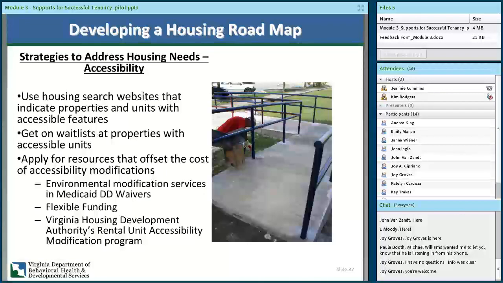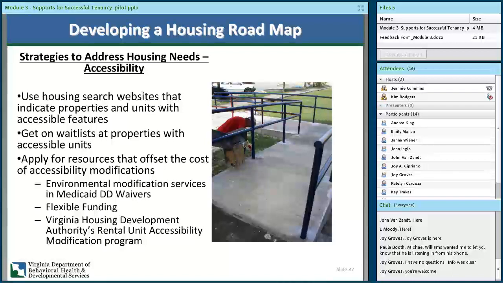Next, let's examine strategies to address accessibility needs in housing. Individuals who have visual, hearing, mobility, or physical limitations often find it difficult to use units that are not designed and built to fair housing accessibility guidelines or more stringent accessible design and construction standards. Finding barrier-free housing units in some communities can be like searching for a needle in a haystack. So here are some tips to address this challenge.